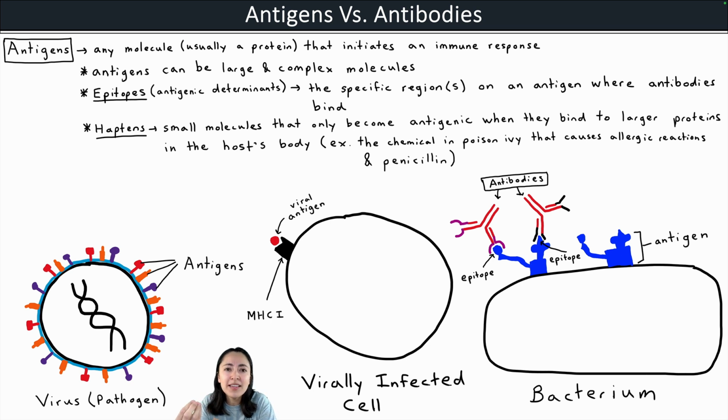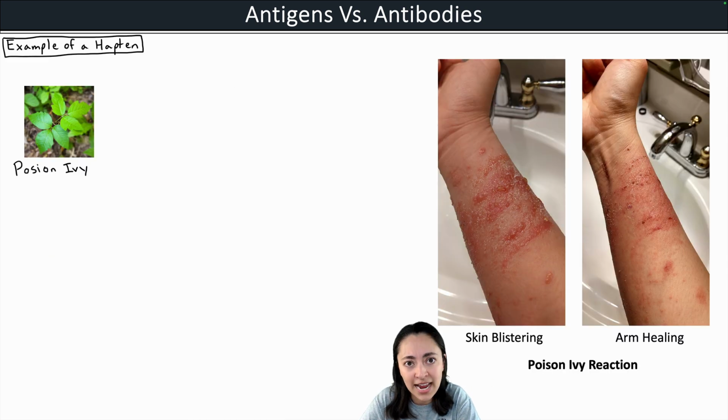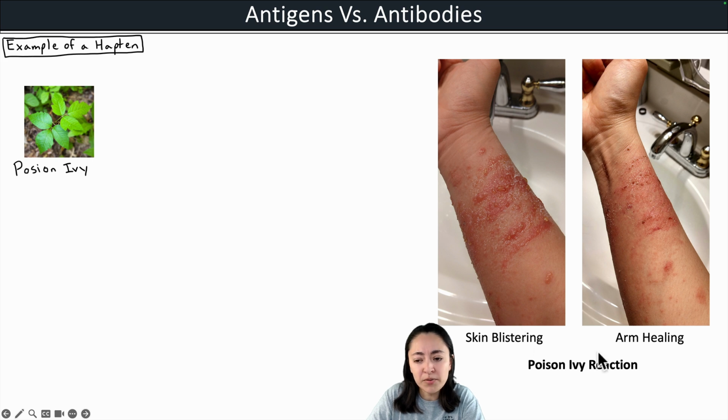Okay, so a hapten doesn't actually become antigenic or cause an immune response until it binds to a larger protein, and therefore then it becomes a full antigen. Let me give you an example of this and how it works with poison ivy. Here you can see a poison ivy reaction. This is actually my arm. I'm very allergic to poison ivy.